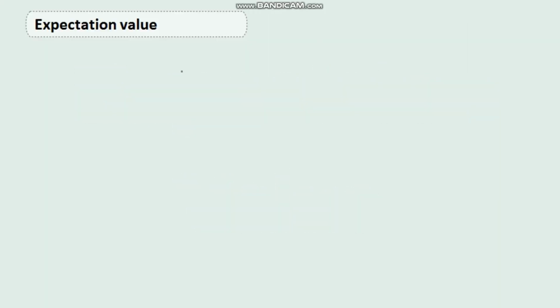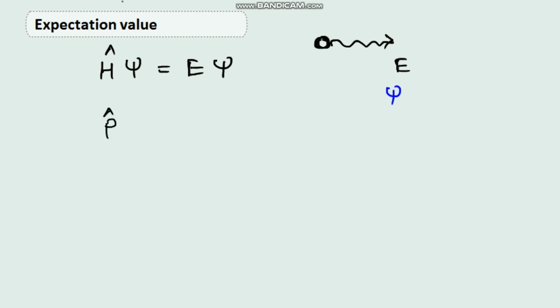Hello guys, so today we will be talking about expectation value. Now, we know that we can write this equation for any particle with energy E. And from this equation, we find many solutions for the behavior of this particle, that will be psi. And then for the other properties, we operate on psi with other operators. For example, to find the momentum, we will operate with p cap, the momentum operator, on psi, and then get its value.